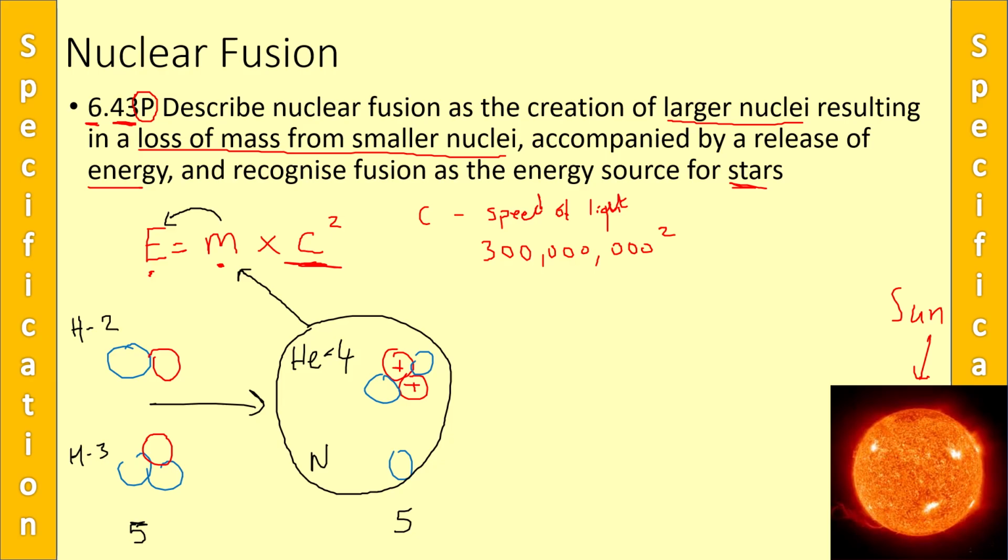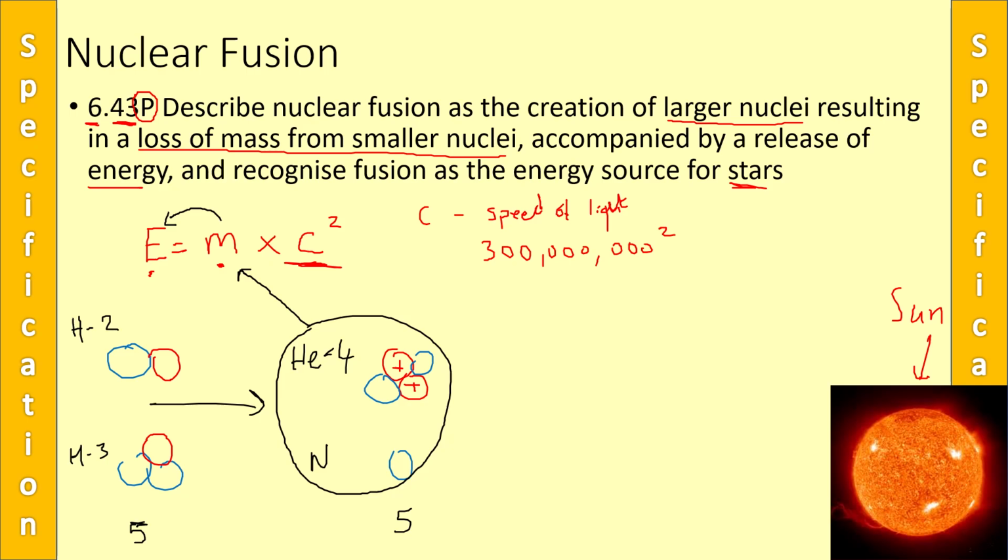You mentioned before, how come we get energy out of a fission reaction as well? The relationship is not linear to whether we're making a larger nuclei or a smaller nuclei. So as I say, you don't need to know that for GCSE, but that could be another question for another day. So fusion as the creation of larger nuclei, resulting in the loss of mass from smaller nuclei, and recognize that energy is a fusion source for stars.